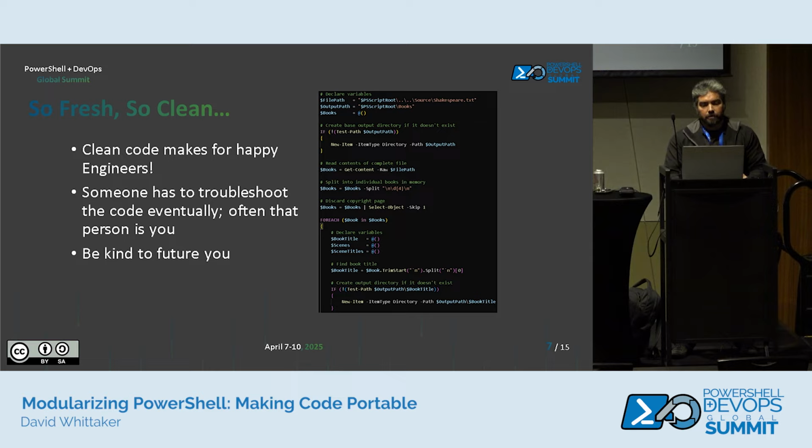Formatting matters. Clean code makes for happy engineers because at some point somebody's got to troubleshoot this code. Oftentimes it's going to be future you. It's going to be a year from now. You're not going to remember what the heck you were thinking when you wrote that code. Maybe there was some operational issue and you had to do something that violated a best practice. Maybe there was something wonky that made sense at the time but doesn't now. Make a future note to yourself. Future you will thank you.